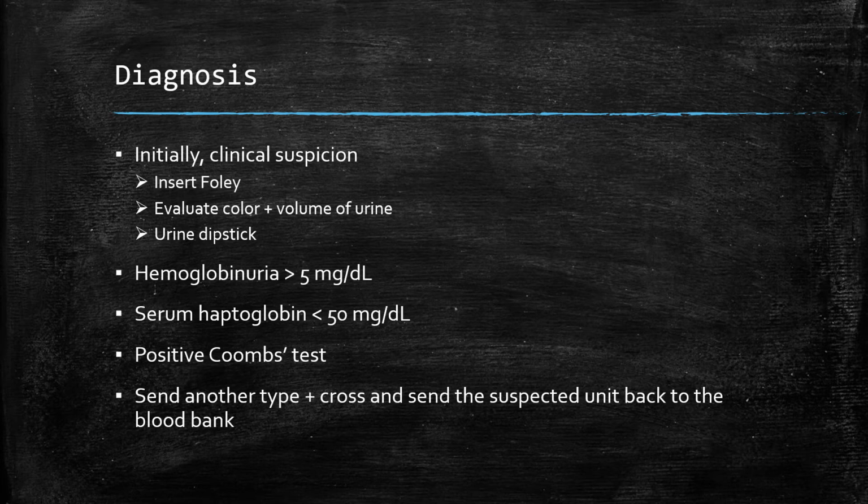The diagnosis of an acute transfusion reaction can often be made quite quickly at bedside. A Foley catheter should be inserted if one is not already present, and the urine can be evaluated for color as well as volume. The clinching test, however, is the urine dipstick. If hemoglobin is present, then that's enough evidence to begin treatment. Of course, blood should be sent for a haptoglobin and a Coombs test, and the patient needs to be retyped and crossed. In addition, the suspected unit of blood needs to go back to the blood bank, and it needs to be retested also.